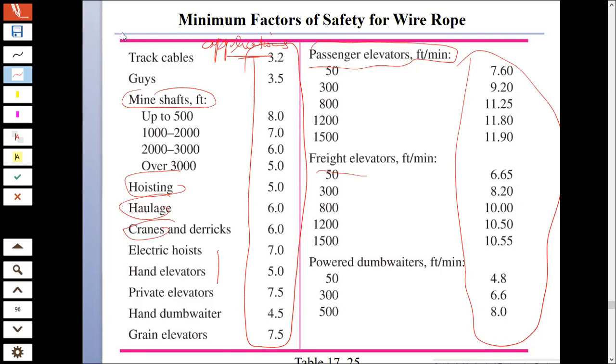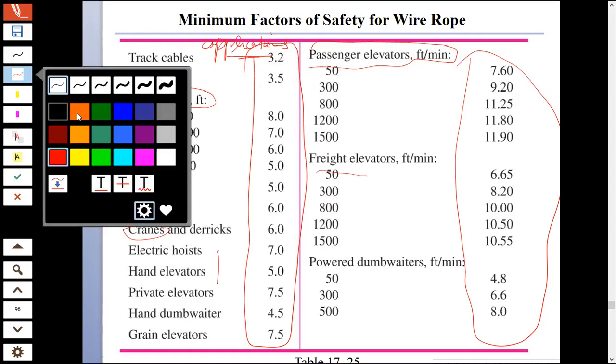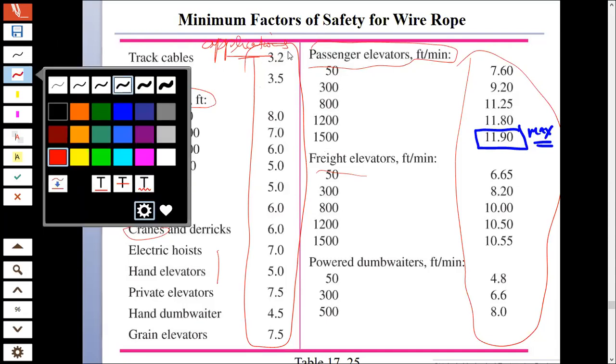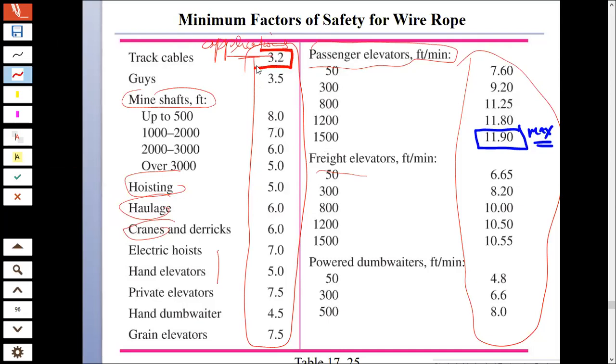So basically what we are saying is, the factor of safety over here is 11.90. This is the maximum in this table. ठीक है जी, ये हमें maximum factor of safety दे रहा है. What is the minimum factor of safety that you see in this table? 3.2. So this is the minimum that you see in this table.